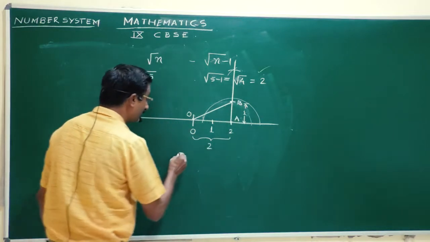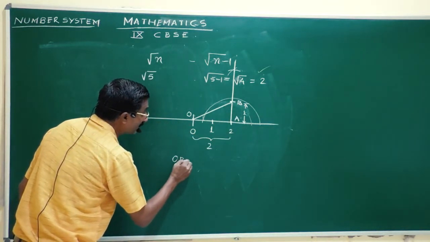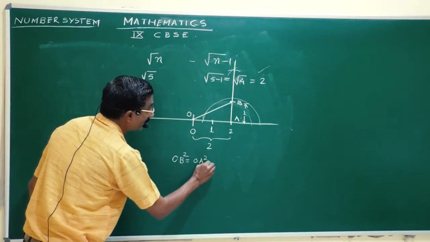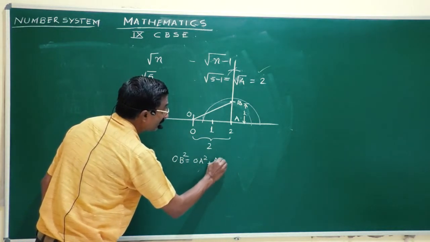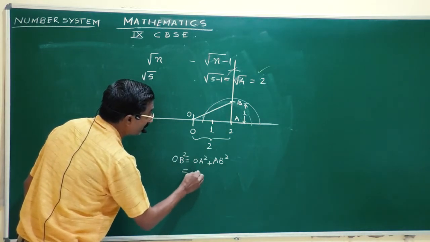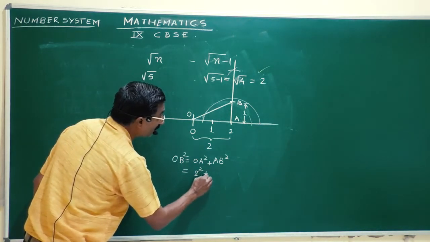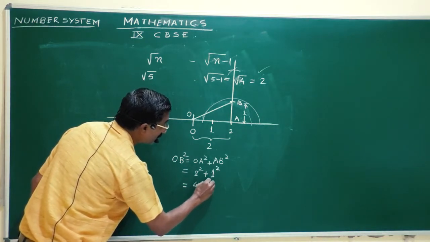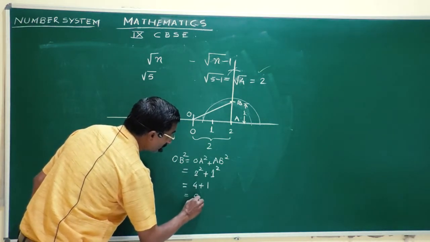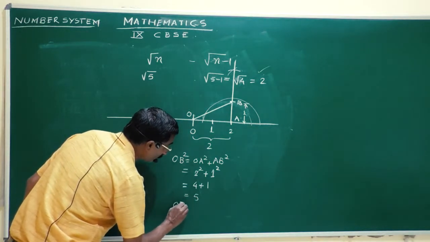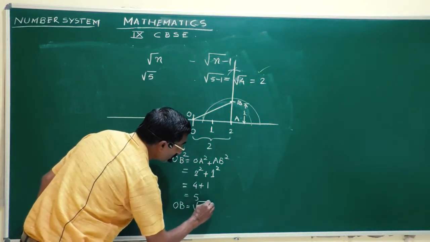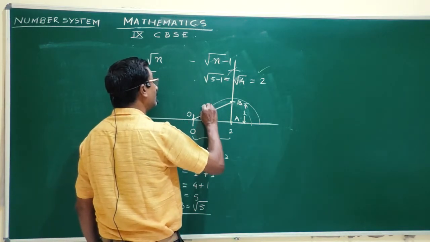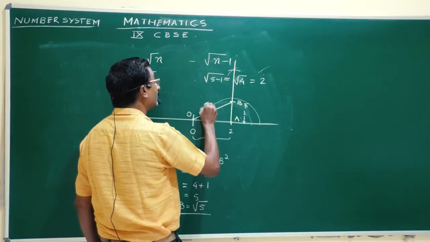So let us find out OB square is equal to OA square plus AB square. So OA is equal to 2 square plus 1 square, that is equal to 4 plus 1. So this is equal to 5. If I want to write down OB, then this will be square root of 5. Means this OB distance is equal to square root of 5.